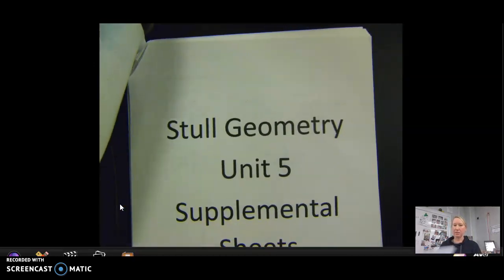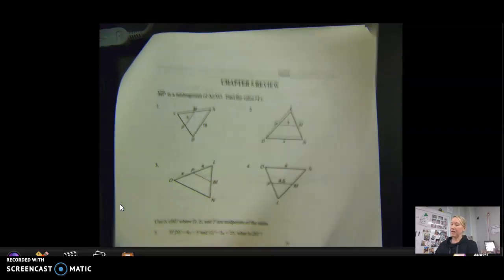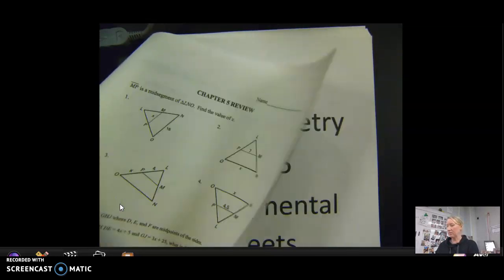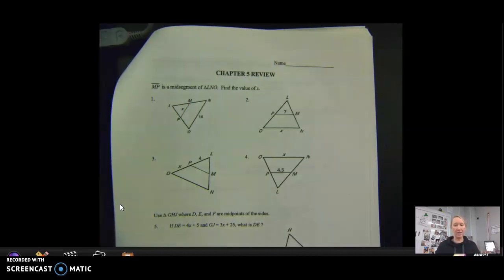And once you're done with those two, the last pages in your packet, and remember I'm in the supplemental sheets packet, the last pages in your packet are the Chapter 5 review. You are going to complete this all as review for your test, okay? I'm going to upload the answer key for you to check yourself once you are done completing the test review.